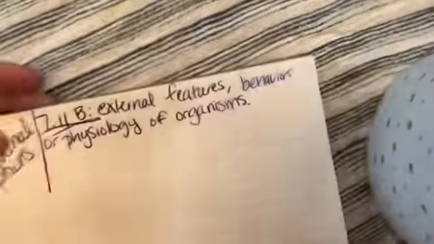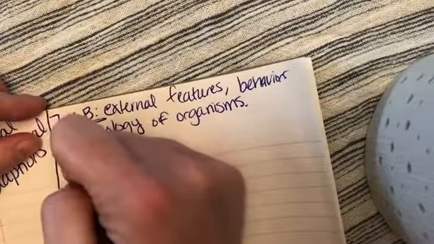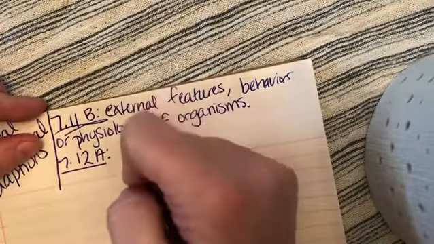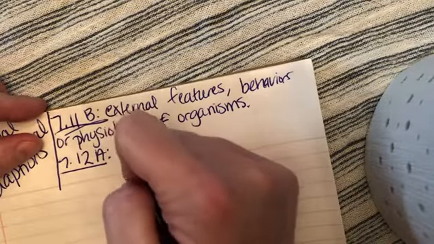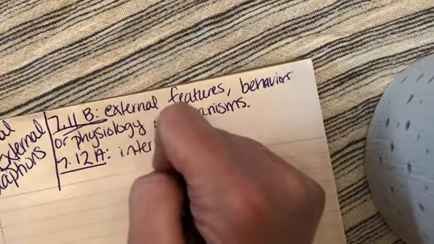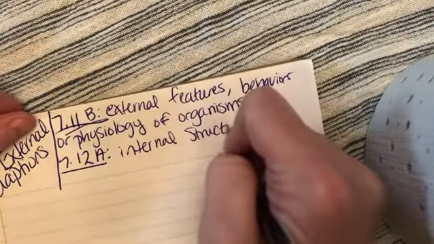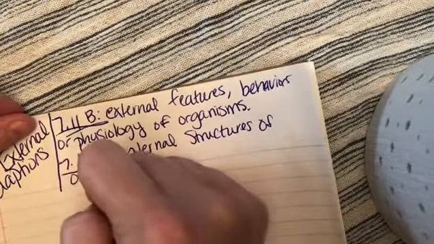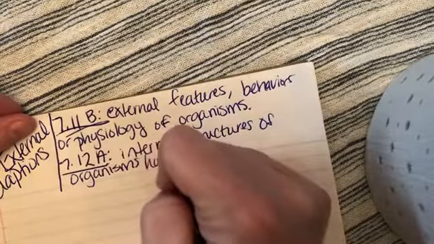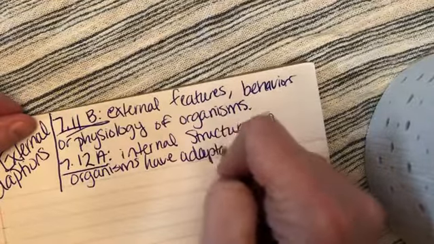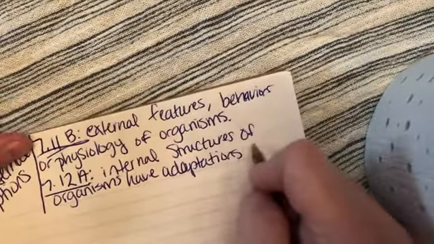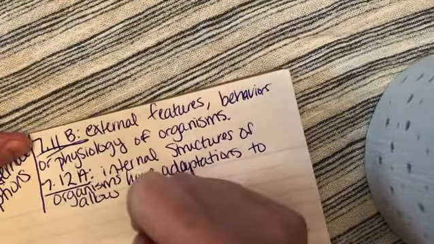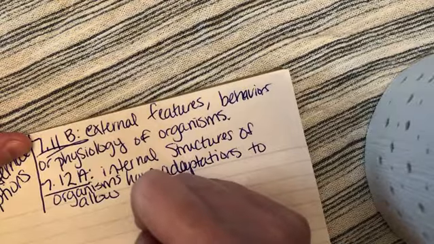Our other TEKS that we're going to talk about today is 7.12. We will investigate and explain how internal structures of organisms have adaptations to allow functions.